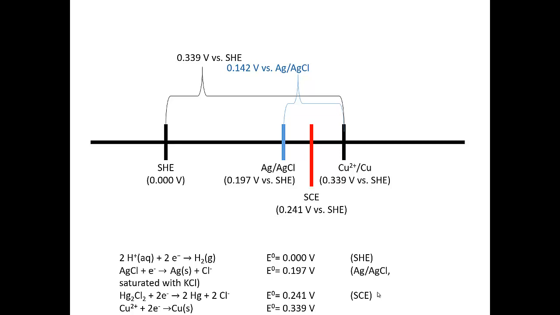And so that's where it would show up. If silver chloride was at your 0 point, which it is if it's your reference, then my copper would show up positive 1.42 volts away from it.